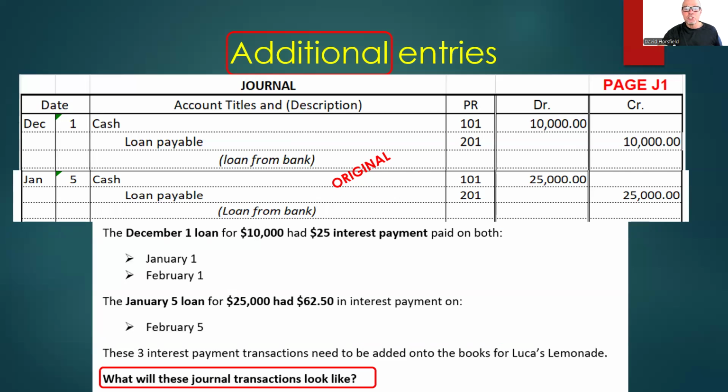We need to make some adjusting journal entries as part of the adjusting process. So we've got a $25 payment and a $62.50 payment. I'm pointing out these numbers because they're going to feature for us. The $25 payment happens twice, on January 1 and on February 1. And the $62.50 payment happens once, on February 5. So we're going to need to see two $25 payments and one $62.50 payment. And the date series we're looking at is going to be January 1, February 1, February 5. We need some journal entries. What are they going to look like?